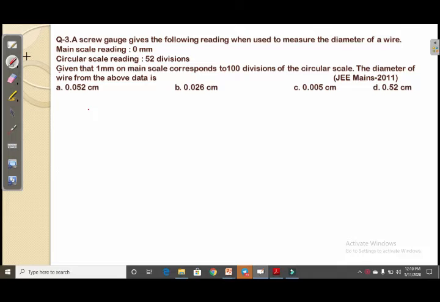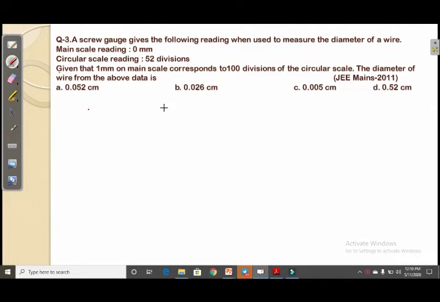So this is the next question. Question number 3. A screw gauge gives the following reading when used to measure the diameter of wire. Main scale reading 0 millimeter, circular scale reading 52 divisions. Given that 1 millimeter on main scale corresponds to 100 divisions of the circular scale. The diameter of the wire from the above data is, so this is the question from JEE Mains 2011.